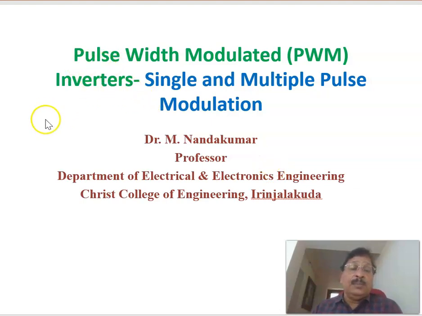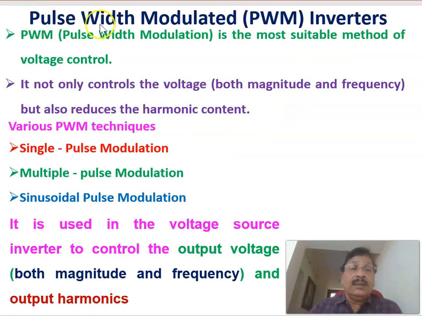In this presentation, I'll be explaining pulse width modulated or PWM inverters, that single and multiple pulse modulation techniques are used for controlling the output voltage, magnitude and frequency. Now let us see pulse width modulated or PWM inverters. PWM, pulse width modulation, is the most suitable method of voltage control. It not only controls the voltage, that is both magnitude and frequency, but also reduces the harmonic content.